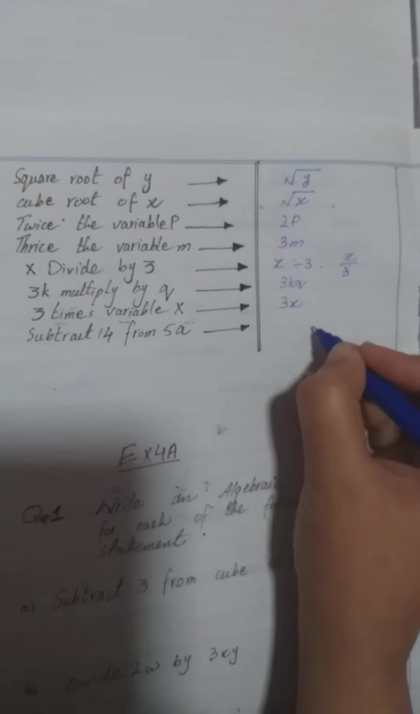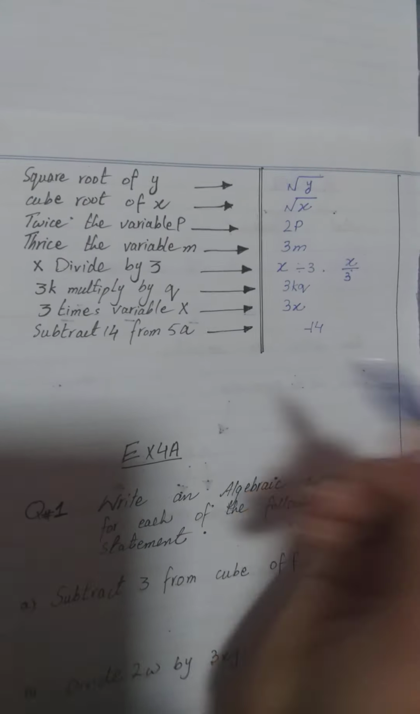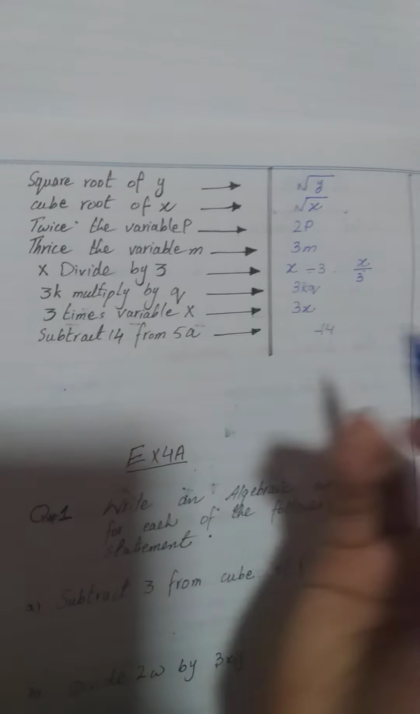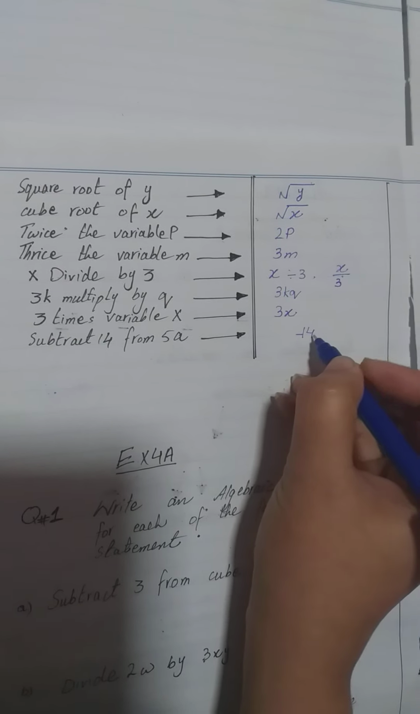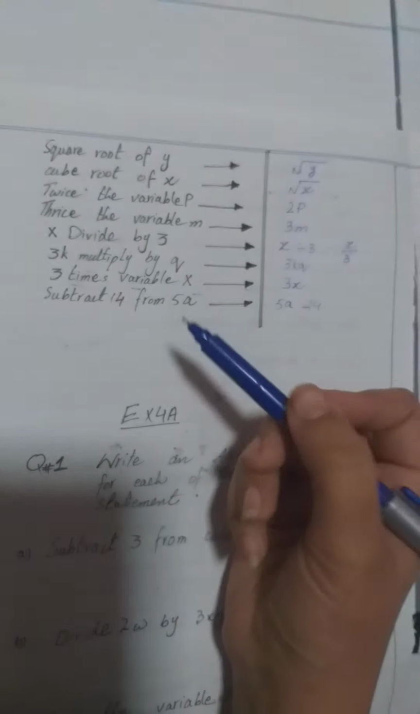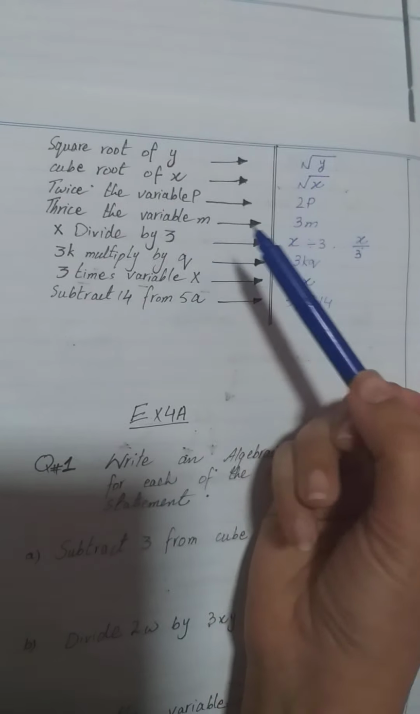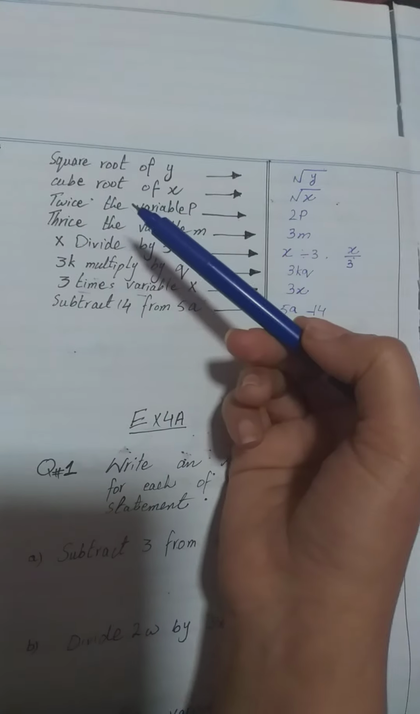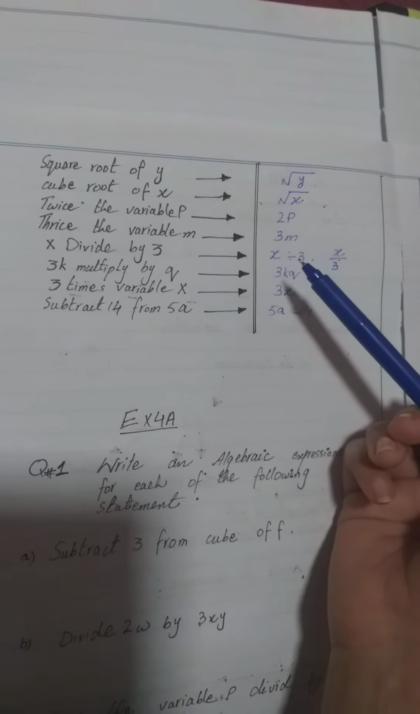Subtract sign. Subtract 14 from 5a. Subtract 14 from 5a. You have to remember all these words, so that when a statement is given to you, you know how to convert it into an algebraic expression.